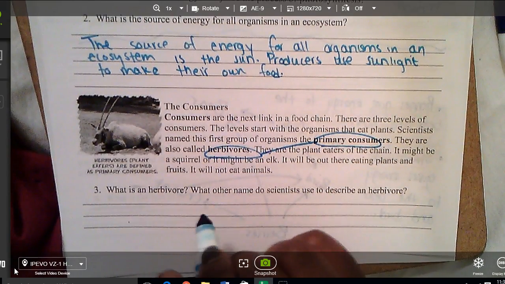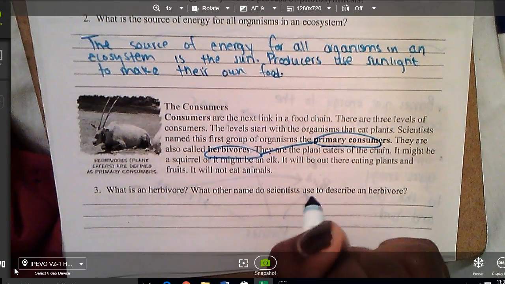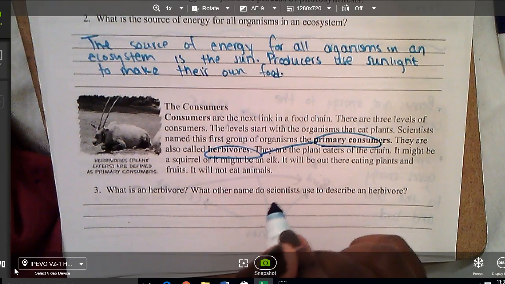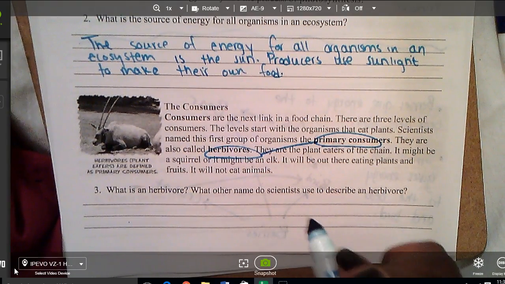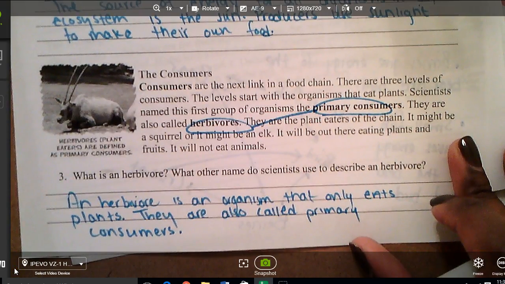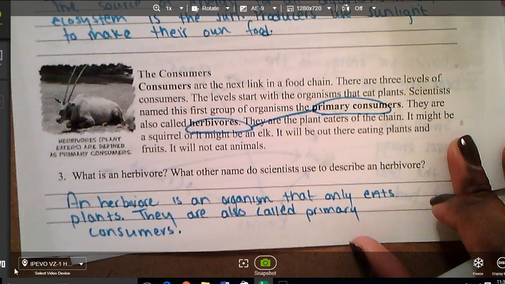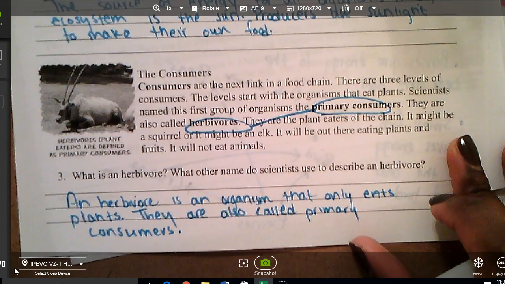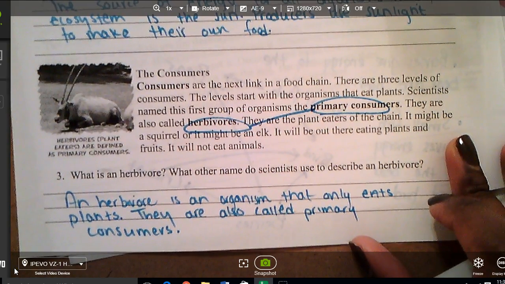All right, question 3 says, what is an herbivore? What other name do scientists use to describe an herbivore? Go ahead and put your thumb up, pause the video, answer that question silent and solo on your own. Alrighty, your answer should sound something like this. An herbivore is an organism that only eats plants. They are also called primary consumers.